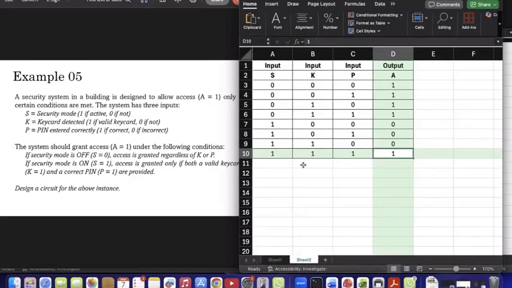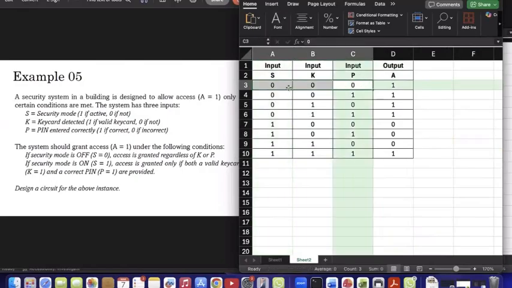So from this, your next step is to derive the product of sum. So to derive the product of sum, what is this value? You have to focus on which values. First one is 0. Which one? This one. You mean this one? Yes. Security mode is off. So we don't need to worry about K and P. So it will be 1.